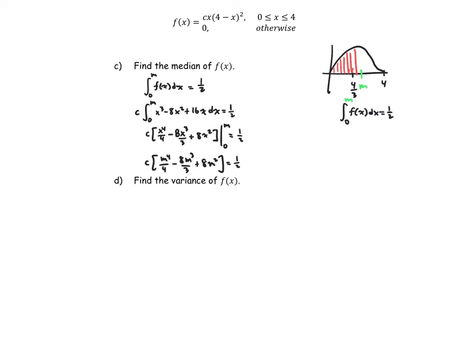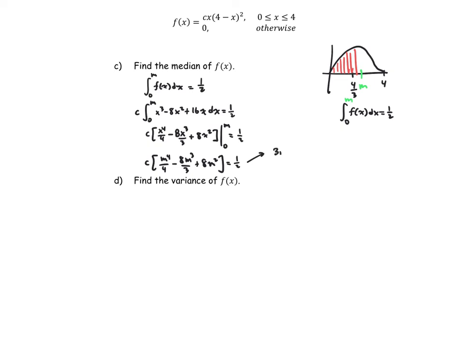Okay. So what I'm going to do is make this look as simple as possible for insertion into the calculator. I'm going to divide both sides by c and multiply both sides by 12. That'll clear fractions, and that'll get rid of c.